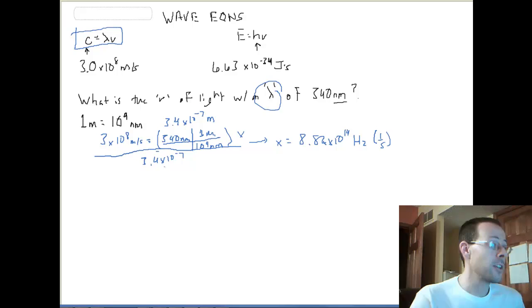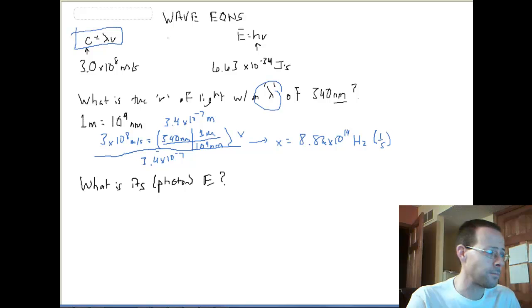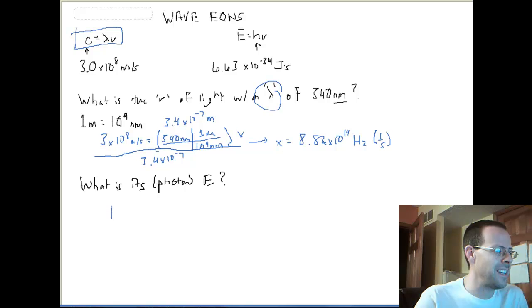Alright? So the next thing we might do is follow up this question with: what is its energy? And by its, we mean a photon of light. So a single photon. What is its energy? Alright, so again, now we're going to use the equation on the right. We already know frequency because we just solved for it. So we really have E equals h nu, and nu is frequency, which we just found out.